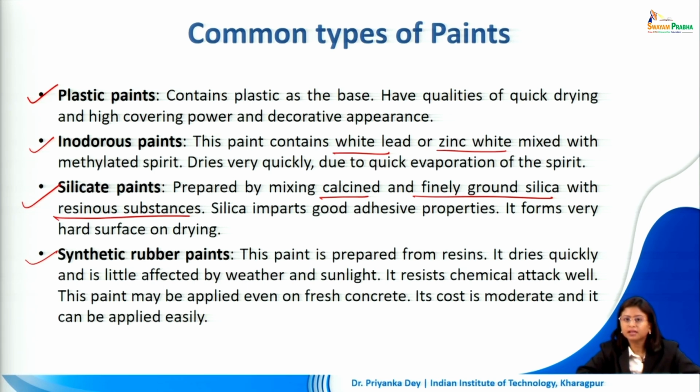Synthetic rubber paints are prepared from resins. This also dries very quickly and is little affected by the weather and sunlight. So we can use it on external surfaces as well. Now this resists chemical attack very well too. So this paint can be applied even on fresh concrete. Its cost is moderate and it can be applied easily. But based on the characteristics that it can resist weather elements, sunlight, chemical attacks very well, the fact that we can apply it even on fresh concrete essentially means it's a wonderful choice for exterior paints.